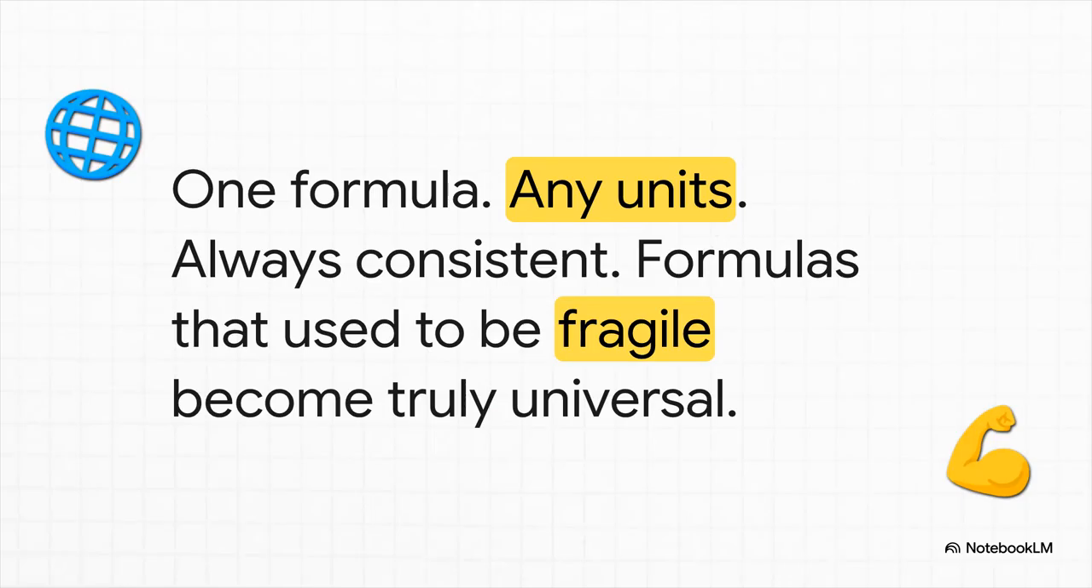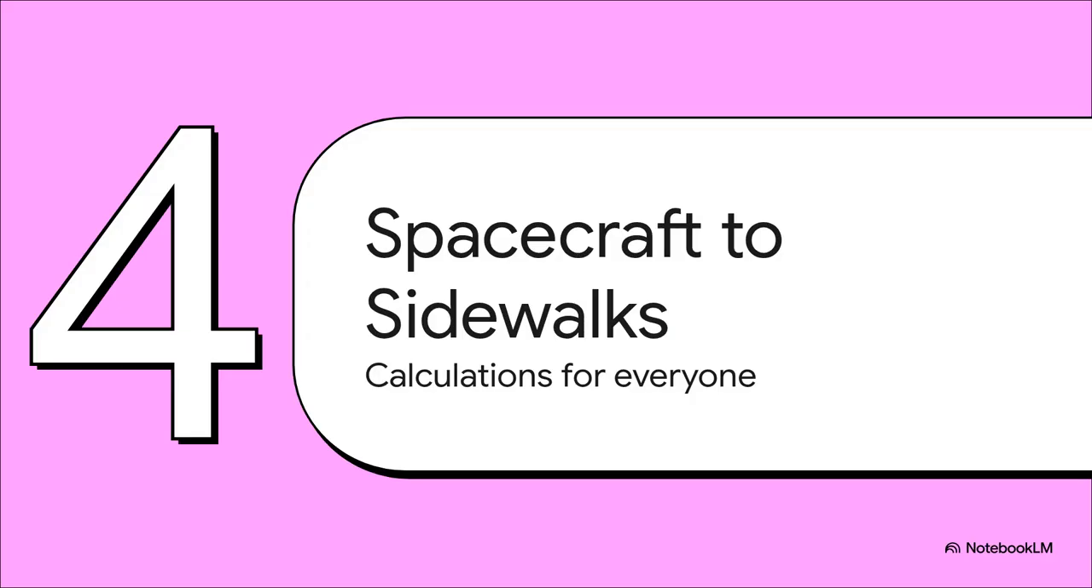And here's the big takeaway. The formula itself becomes tough, robust. It doesn't break just because you throw different units at it. Those equations that used to be so fragile, they finally become truly universal, just like we always felt they were supposed to be. Now, this isn't just for rocket scientists who are trying to avoid another disaster. Let's see how this brings that same power of universal calculation right into our everyday lives.